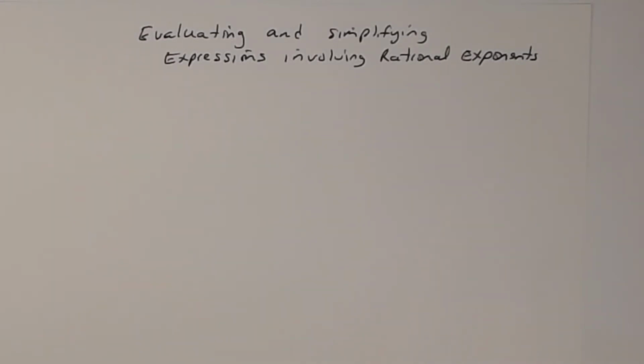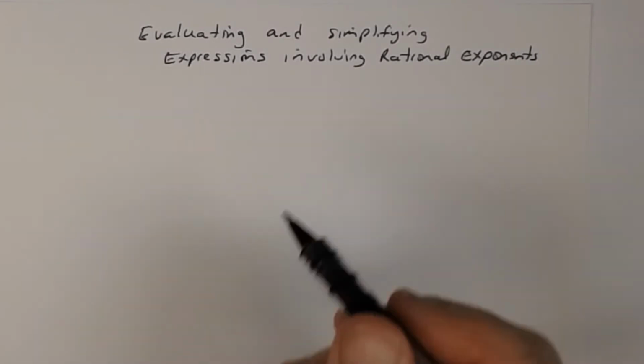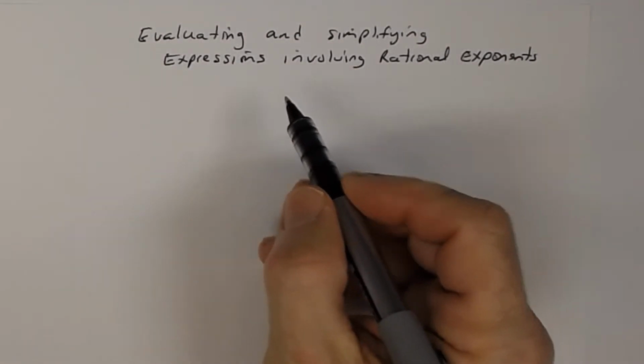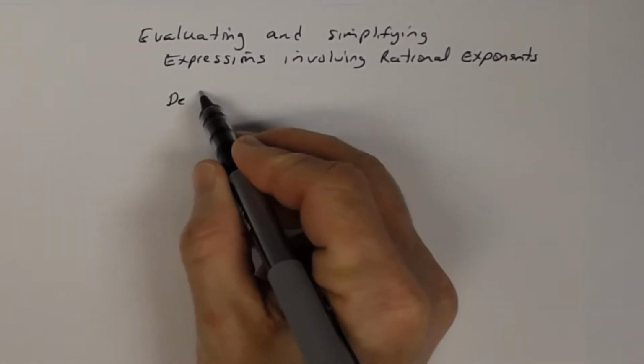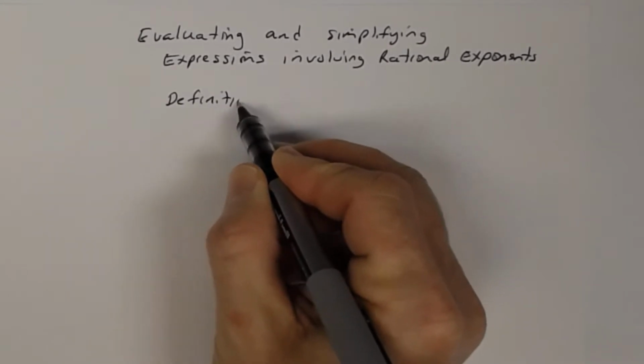In this lesson, we're going to look at a few examples where we are evaluating and simplifying expressions involving rational exponents. Before we begin looking at those examples, let's review a definition we learned in a previous lesson.